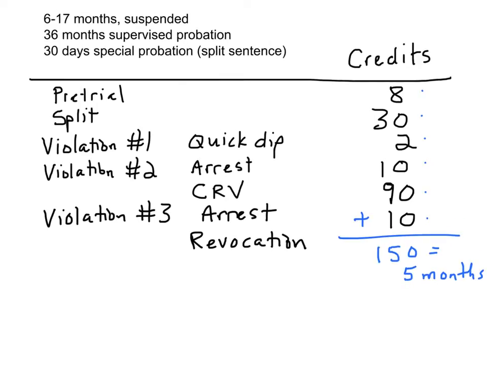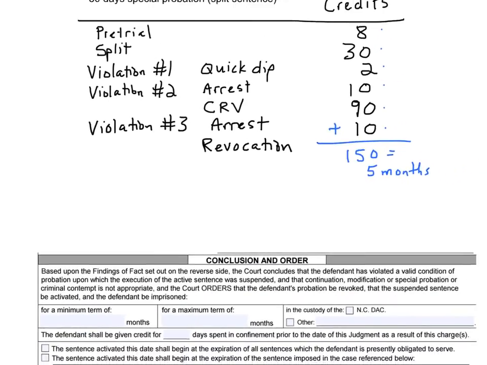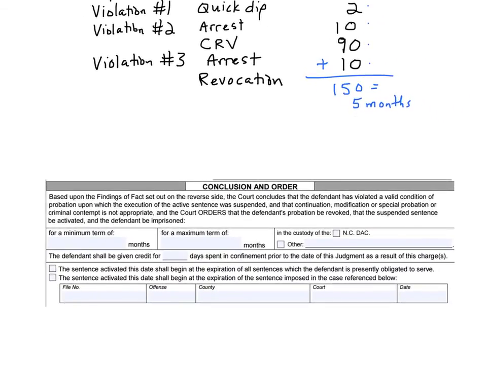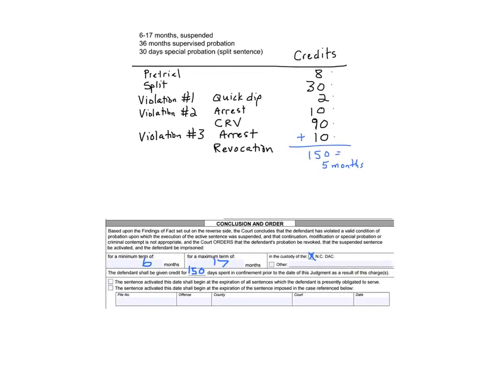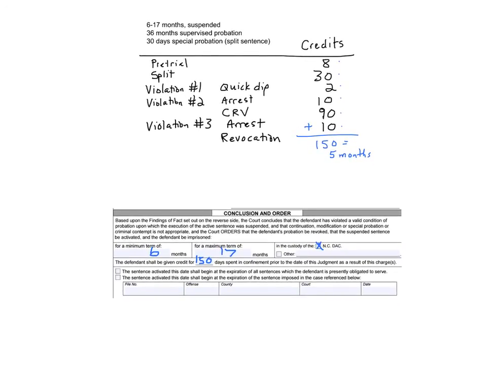And when the judge actually puts that credit on the revocation order, so this is a snippet from the Form 607, the order revoking the person's probation, they would put a minimum term of 6 to 17 months, our original sentence, in the custody of DAC for the revocation and shall be given credit for 150 days. So what does that mean for the defendant when you come into prison with a 6 to 17 month sentence that you've already served 150 days or 5 months of?